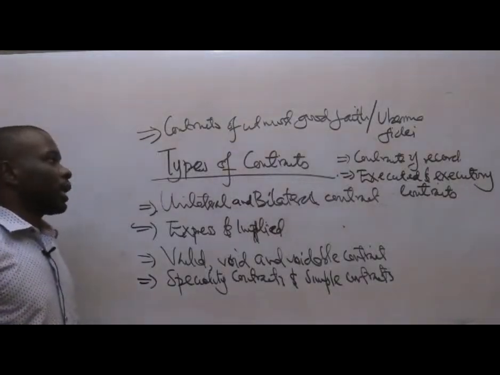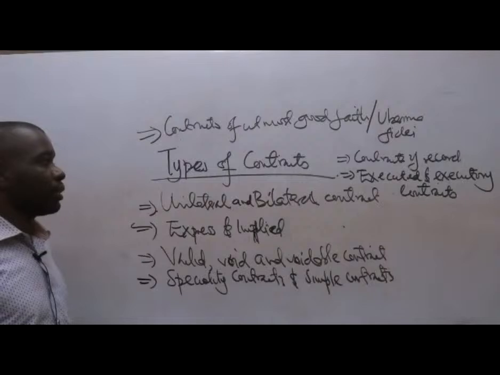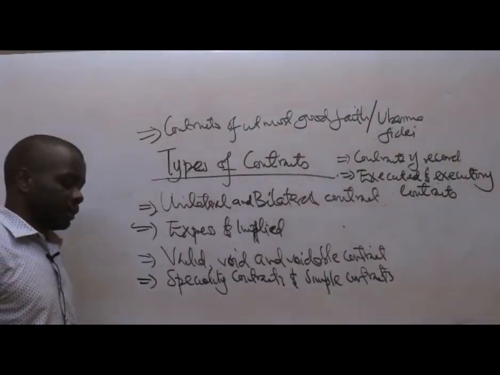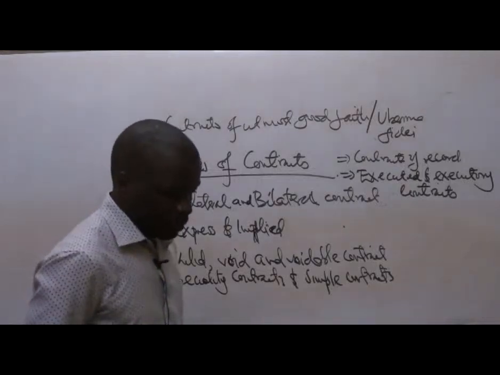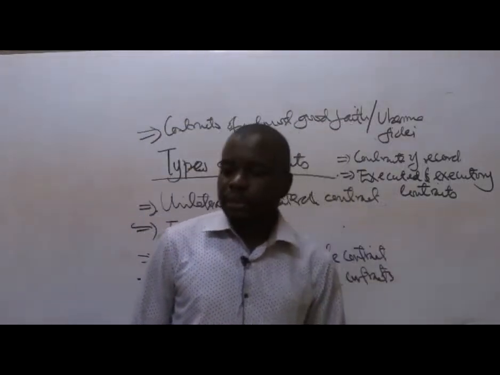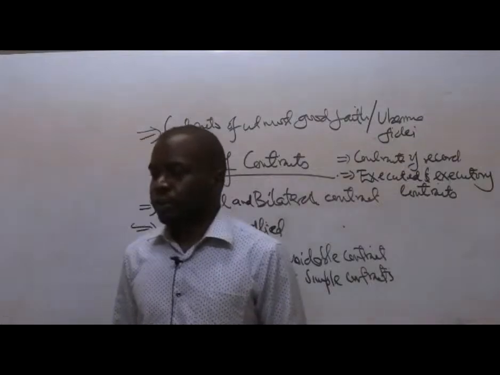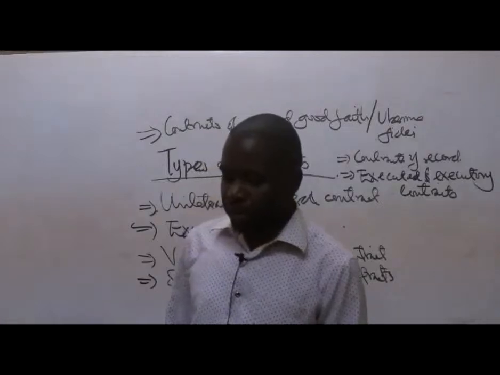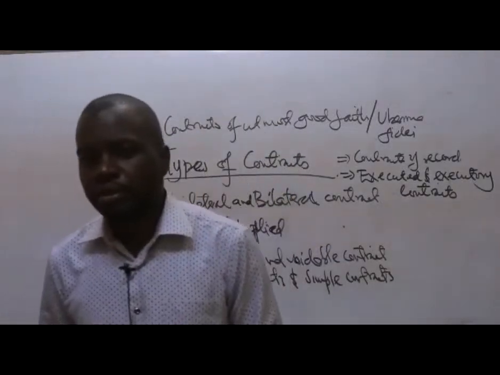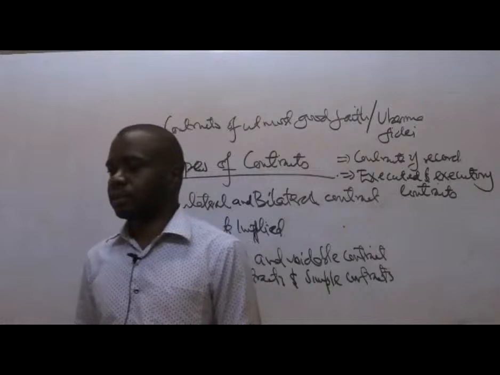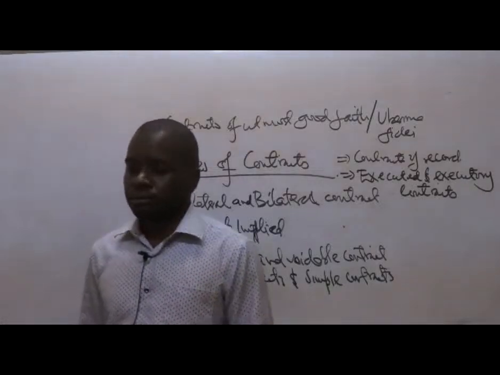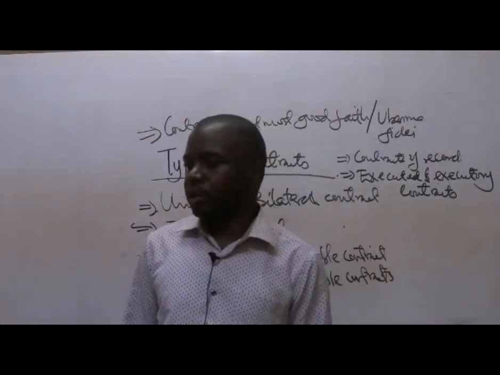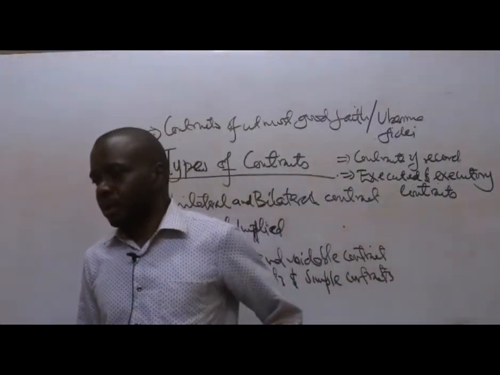When you talk about a contract of utmost good faith, or a contract uberimae fidei, it is simply a contract where one of the parties is expected to act with utmost good faith, or in the best interest of the other party. The best example we can give is a contract of insurance. Always when you are acquiring an insurance policy, there are certain questions that the insurance company will ask you as a person.